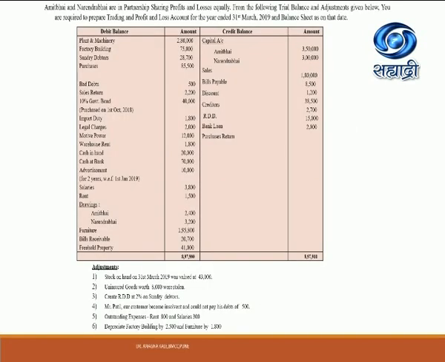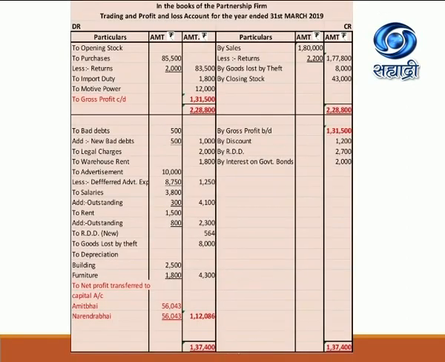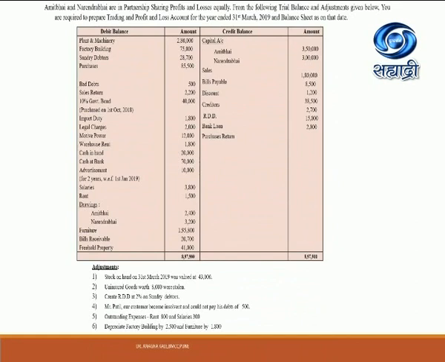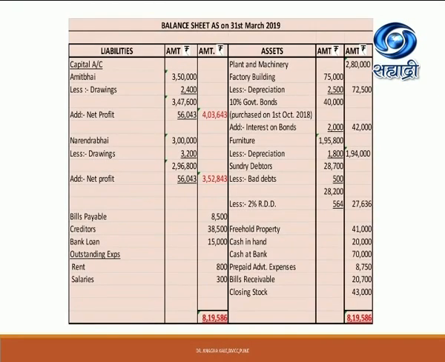Then salaries are there. Salaries and rent, both are indirect expenses. So P&L account debit side, salaries and rent are shown. Then drawings are there. Drawings are exactly opposite of capital. So we have to deduct it from capital if we are not showing capital accounts separately. So in balance sheet on liability side, you will find capital balance of Amit Bhai and Narendra Bhai, less drawings are shown. If we are showing capital accounts separately, then these drawings will be shown on debit side of capital accounts.